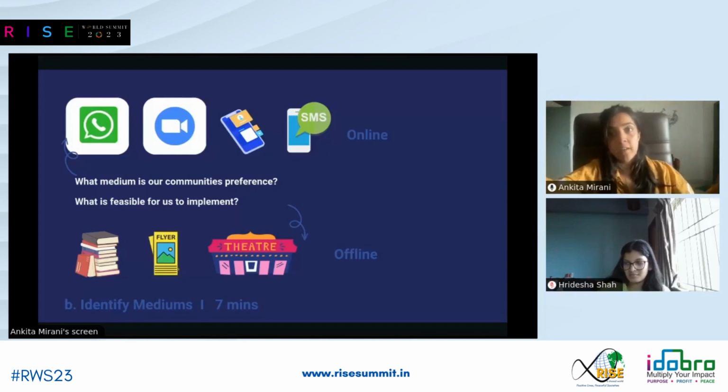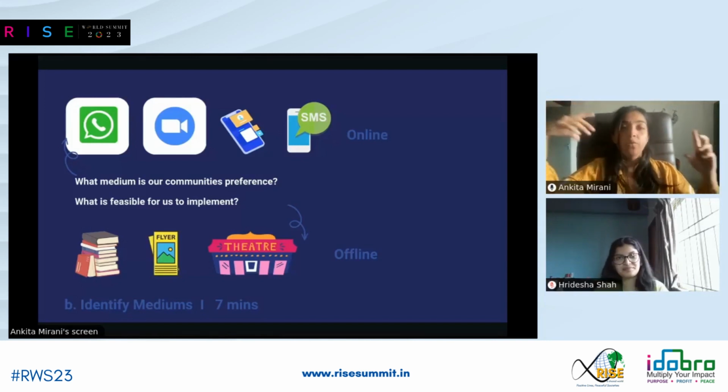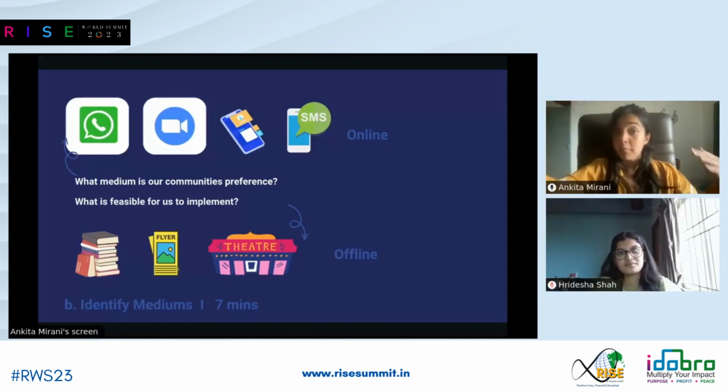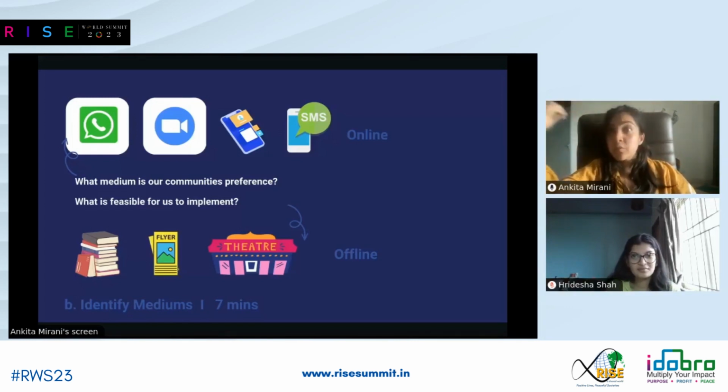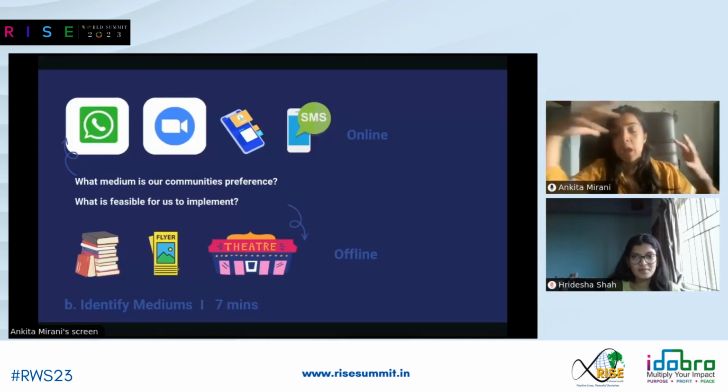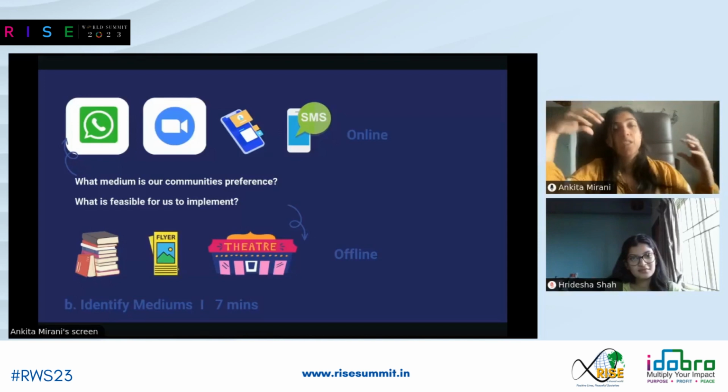So again, here you have limitless options, online and offline. First way of filtering your mediums or your channels would be going back to your community and understanding what are their preferences or what are their daily modes of communication. So have they even heard of Zoom? Have they ever used Zoom? Do they use SMS or do they still use WhatsApp? Have they ever used an app? So when you're looking at it from an online perspective, these are things that you'd go through. And if there is a question mark in any of this, like we mentioned, just go back to your community and just take a poll. Within minutes, you will have your answer right there.